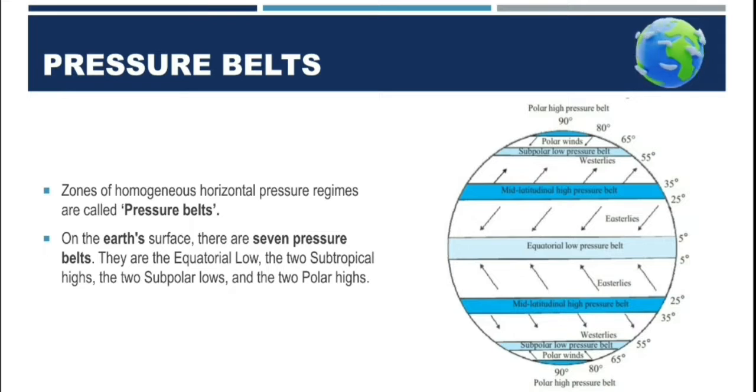On Earth's surface, there are 7 pressure belts, that is, an equatorial low, 2 subtropical highs, one each in the southern and northern hemispheres, 2 subpolar lows, that is, one each in the northern and southern hemispheres, and 2 polar high pressure belts. These are the 7 global pressure belts. Now let us look into each of these.